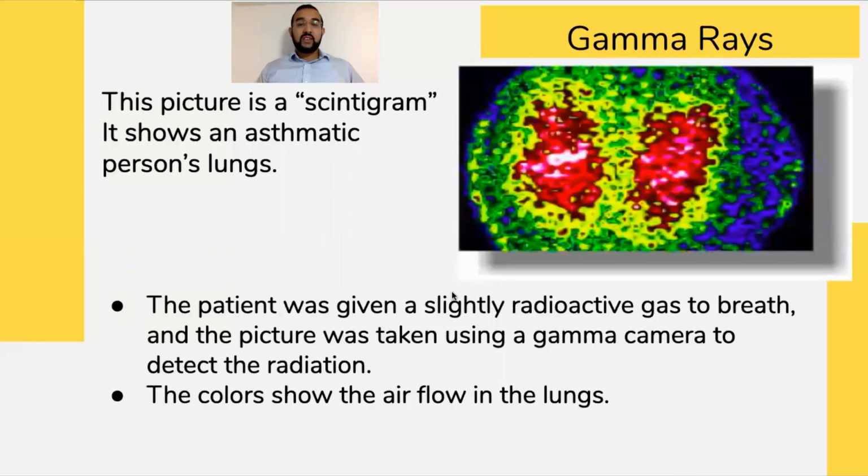This picture is a scintigram. It shows an asthmatic person's lung. The patient was given a slightly radioactive gas to breathe, and the picture was taken using a gamma ray camera to detect the radiation. The color shows the airflow in the lungs.